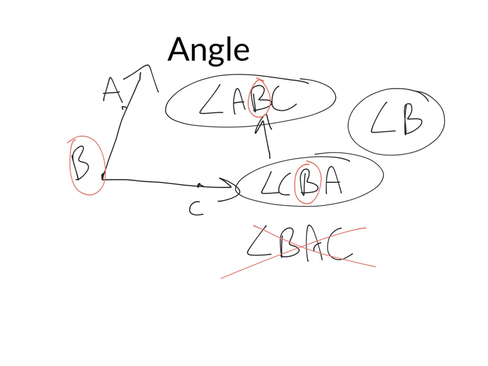Now, for this one, I could have also just said angle B. The reason why I can do that is because it's the only angle associated with a vertex of B, so I can call it angle B.